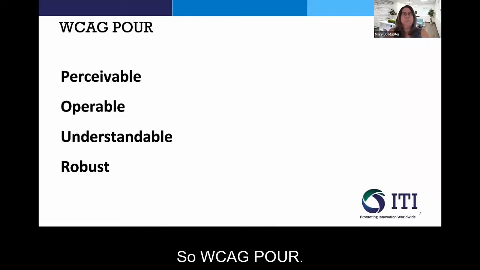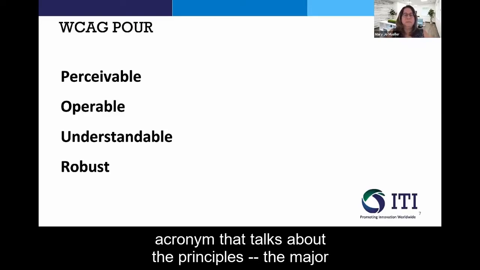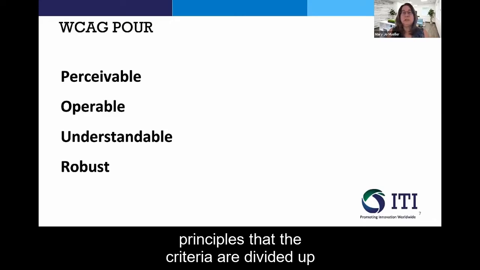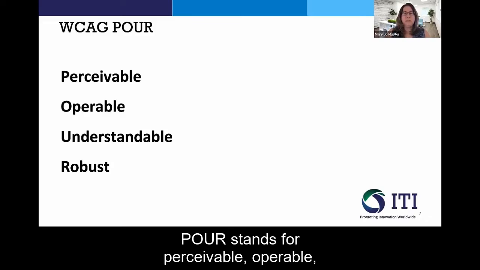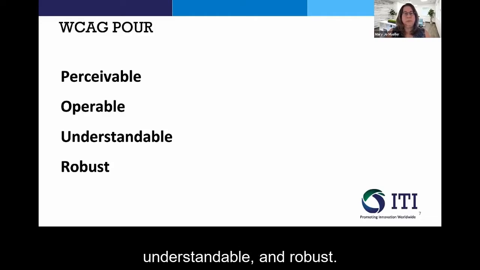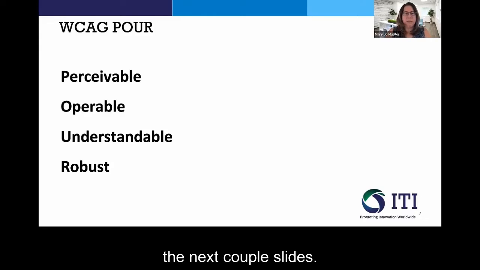So WCAG POUR. I don't know if anybody has heard POUR before, but it's an acronym that talks about the major principles that the criteria are divided up into inside of WCAG. POUR stands for Perceivable, Operable, Understandable, and Robust. And I'll get into a little more detail in the next couple slides.